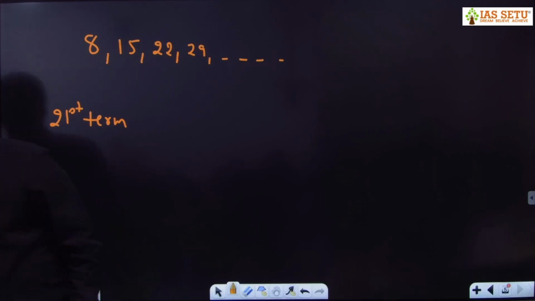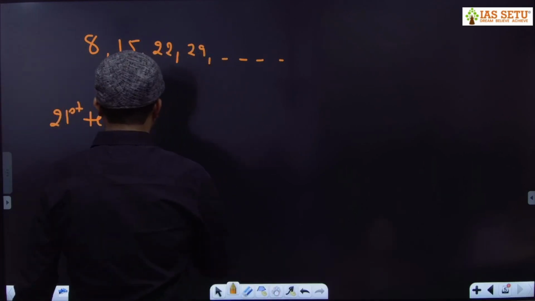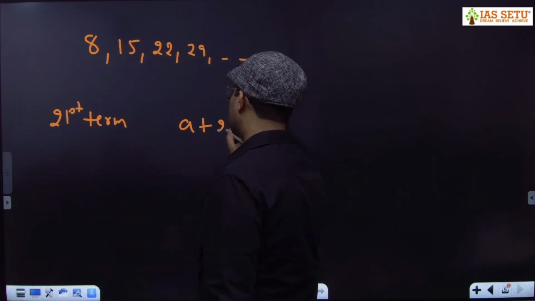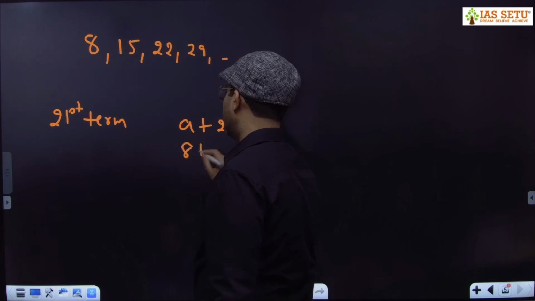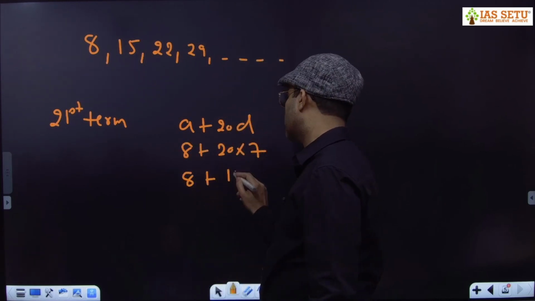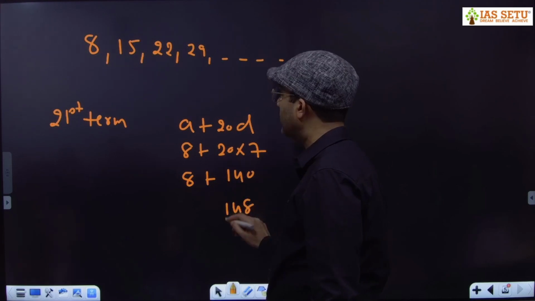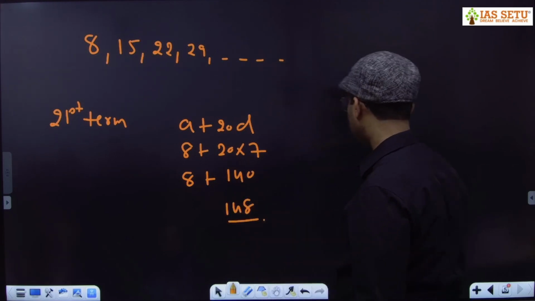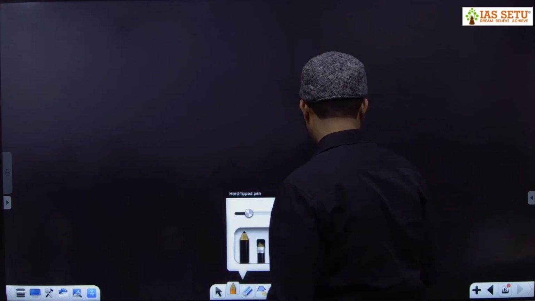What is your answer? Now here it is A plus 20D. This is 8 plus 20 into 7. It is 8 plus 140, 148. ये आ रहा ना? Now one more question.